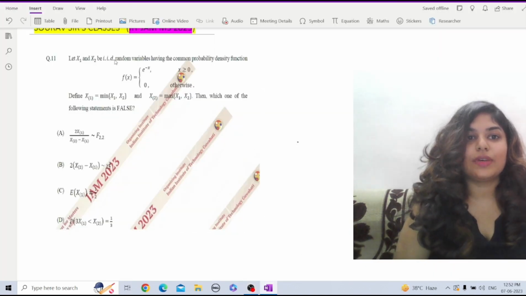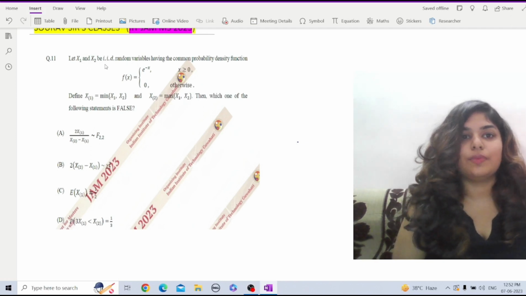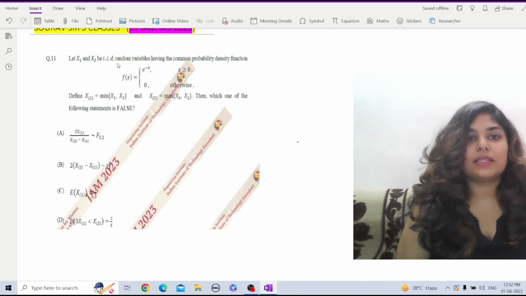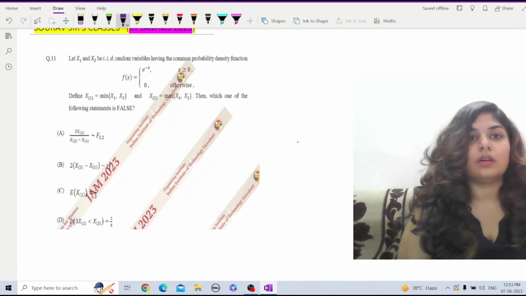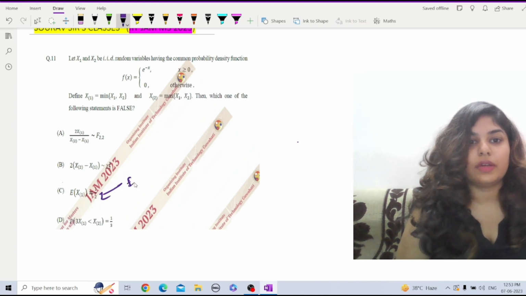Let us have a look at the next question. So here we are given let x1 and x2 be independently identically distributed random variables having the common probability density function, that is CDF, is given, and x1 is defined as the minimum of x1, x2 and x2 is defined as the maximum of x1, x2. Then which one of the following statements is false? So we have to check the options. So let us start with option number C, where E of x1 is equal to half.